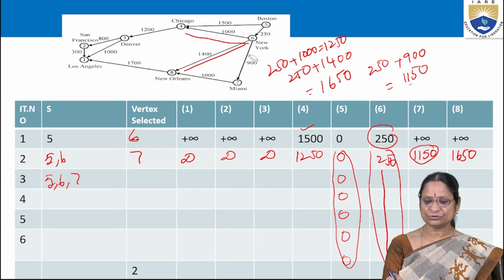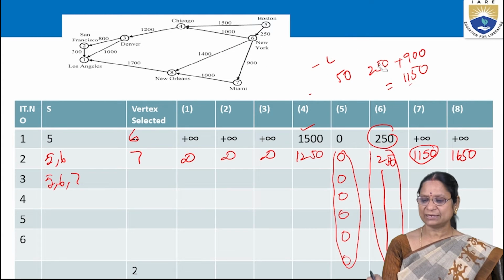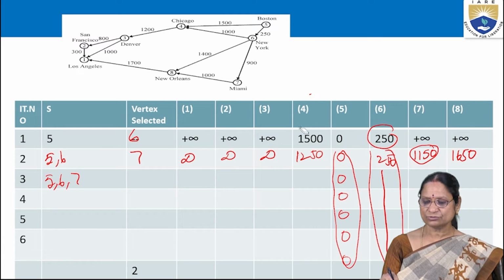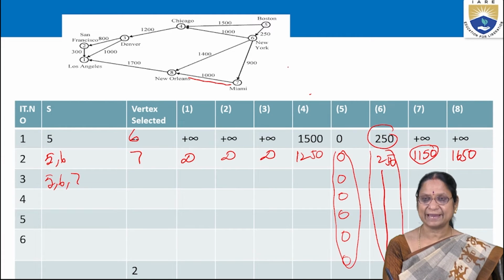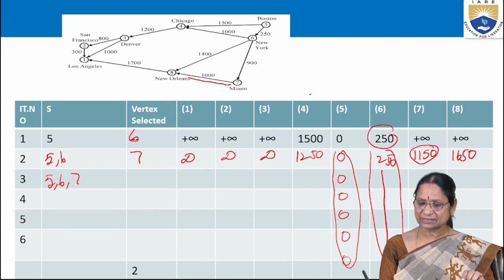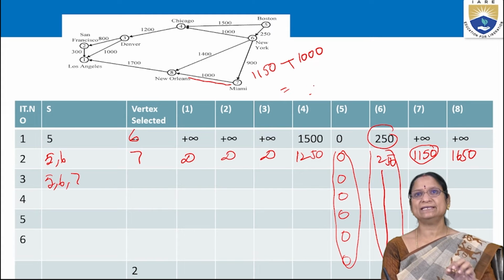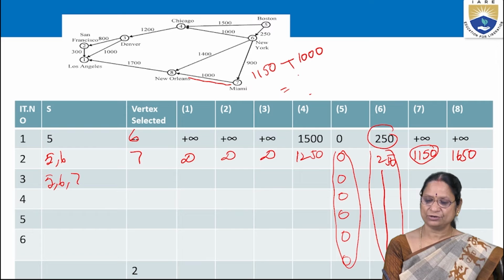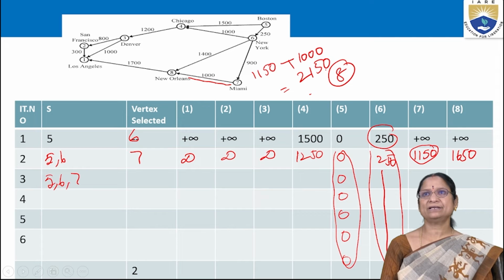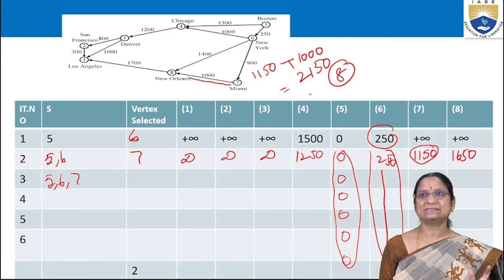Next, what are we supposed to do? From 7, again we have to do the relaxation process. From 7, only one vertex has a direct edge, that is 8. The reachability cost of 7 is 1150, plus 7 to 8, which has the value 1000. So to reach 8 through 7, the cost will be 2150. That is the estimated cost of 8 through 7.